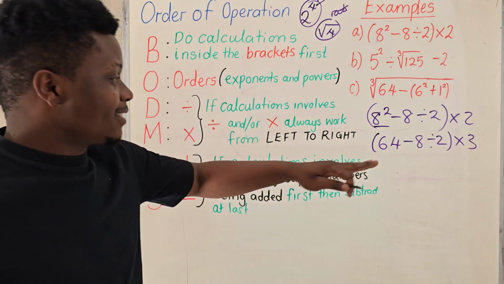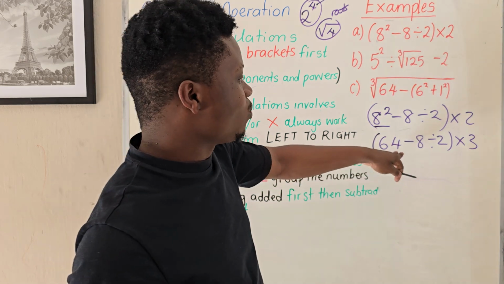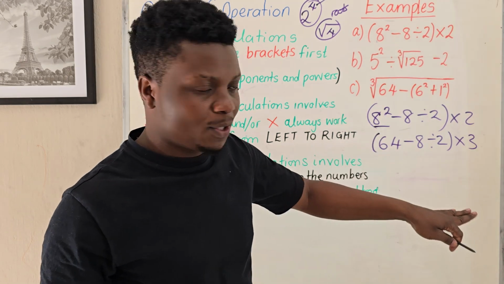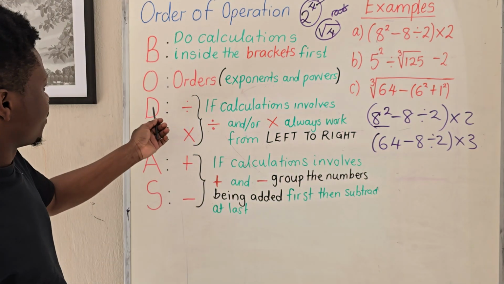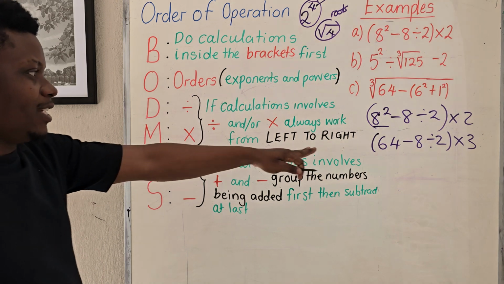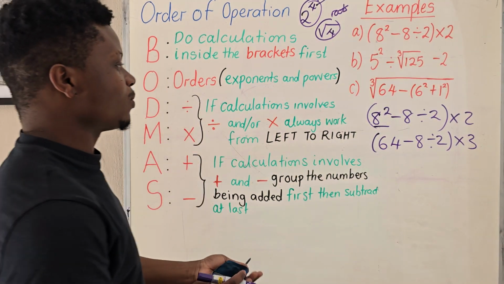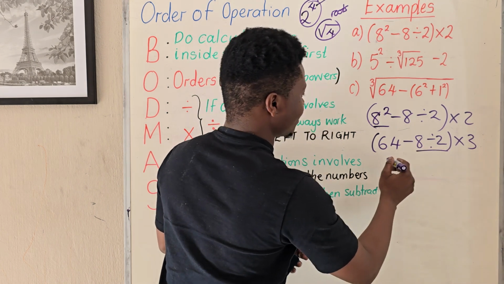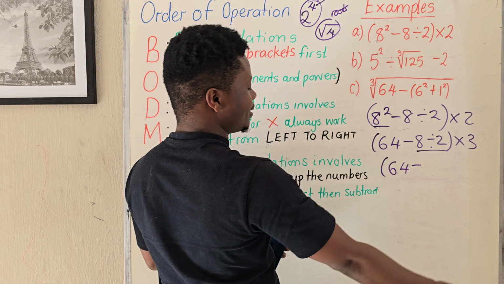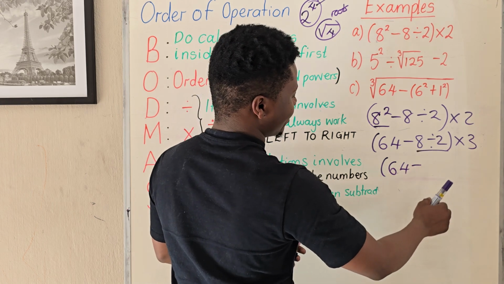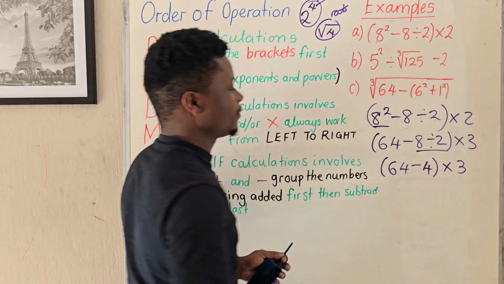Where do I go? I still have brackets, so I have to simplify what's inside the bracket. And once again, I'm trapped between subtraction and division. If you have addition, subtraction, multiplication, we have to deal with division first. So I have to respect division first. So I rewrite my bracket: 64 minus, let's simplify, 8 divided by 2 is 4. Close our bracket, and outside we have 3.